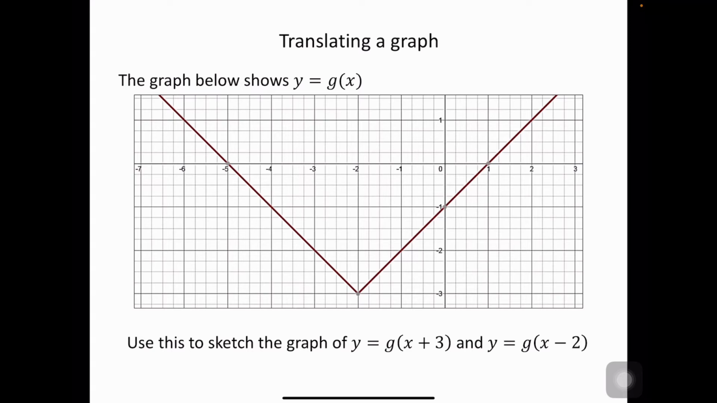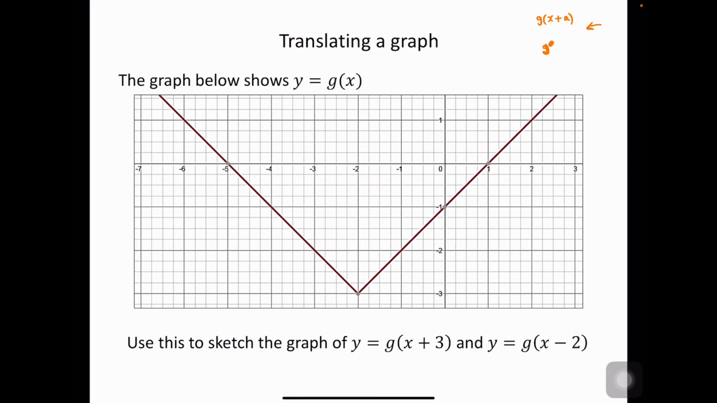Some more translations to look at. The graph below shows y equals g of x. Use this to sketch the graph of y equals g of x plus 3 and g of x take away 2. So earlier we said if it's, for example, g of x plus a value, let's just say a, then you shift to the left.